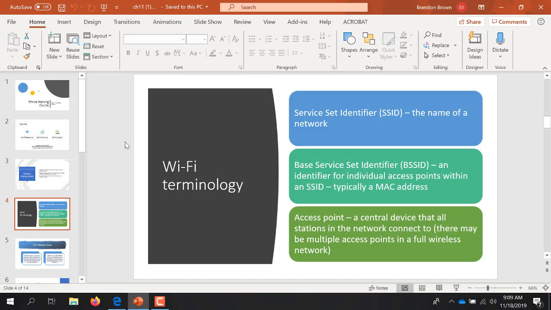Then you have your basic service set identifier, or your BSSID. And this is a specific identifier that points within the SSID to a specific device. Typically, it's the MAC address. So the BSSID, for those of you who've looked at the Lab 4 walkthrough, you'll see that when we attack the access point, we look for its BSSID. When we de-auth the victim, we look for its BSSID. That's the MAC address of the radio, of the NIC, on the network. An access point is the centralized device that all stations connect through. And you can have one, or you can have a multitude of access points.